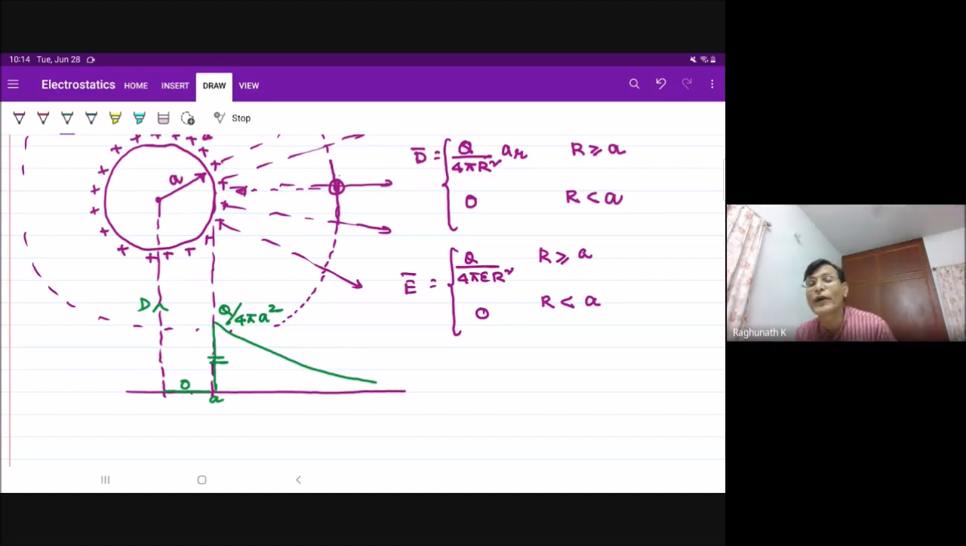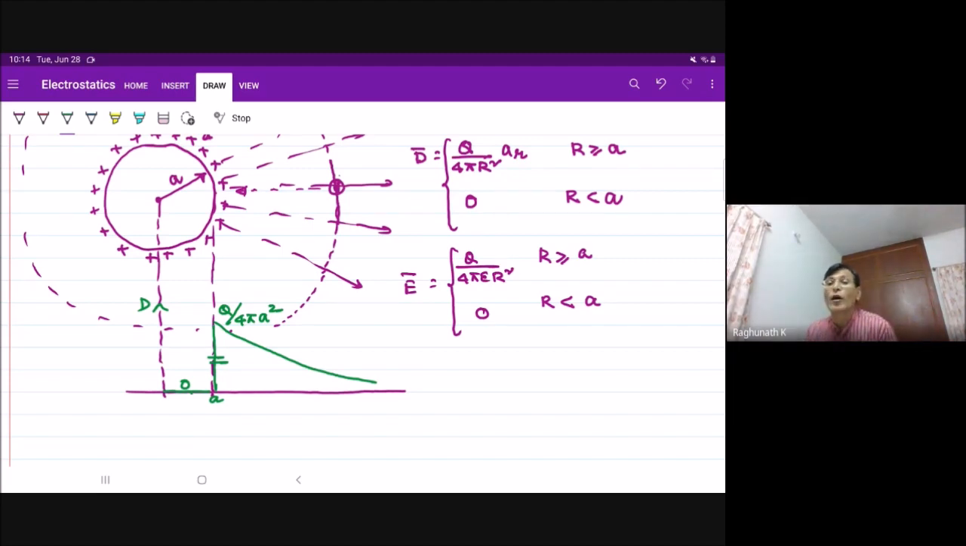What is Q by 4 pi a squared? Q is the total charge distributed on the sphere of radius a. 4 pi a squared is its area. Charge per unit area is Q by 4 pi a squared. Here also, earlier it was rho s by 2 negative to rho s by 2 positive. Discontinuity is rho s. Here, 0 to Q by 4 pi a squared. At that point on the boundary, it need not be an infinite boundary. It can be a finite boundary also, is what we should know.